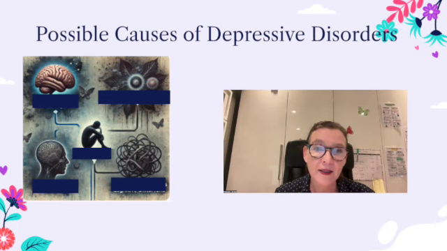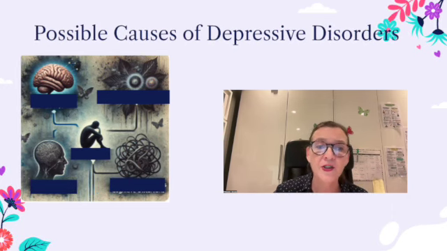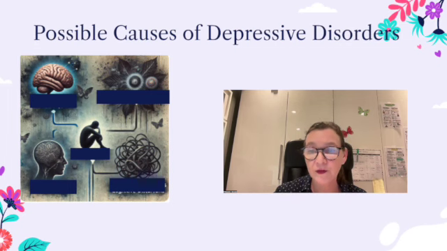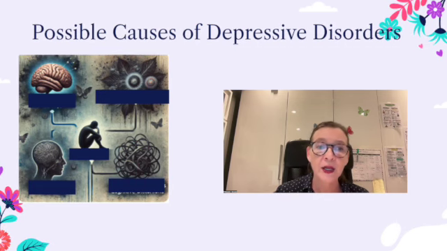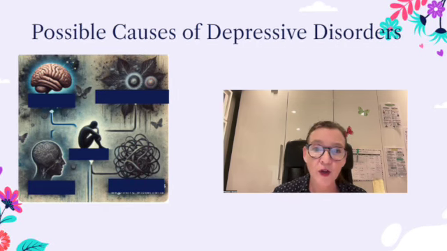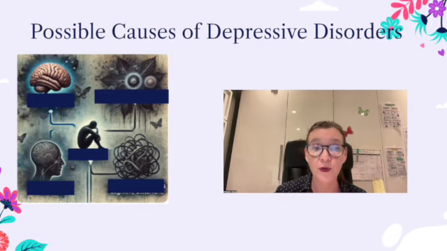Brain abnormalities: reduced activity in the prefrontal cortex, which helps regulate emotions and decision making, is often seen in people with depression. Genetics: a family history of depression increases the likelihood of developing the disorder, suggesting a genetic link. For example, this is why antidepressants work by boosting serotonin and other neurotransmitters to help regulate mood.